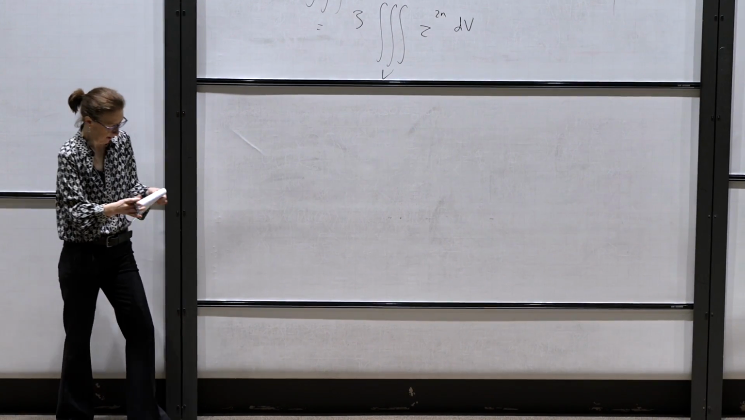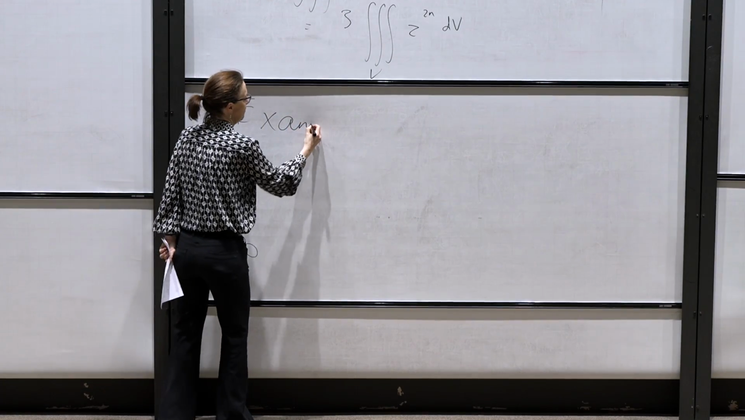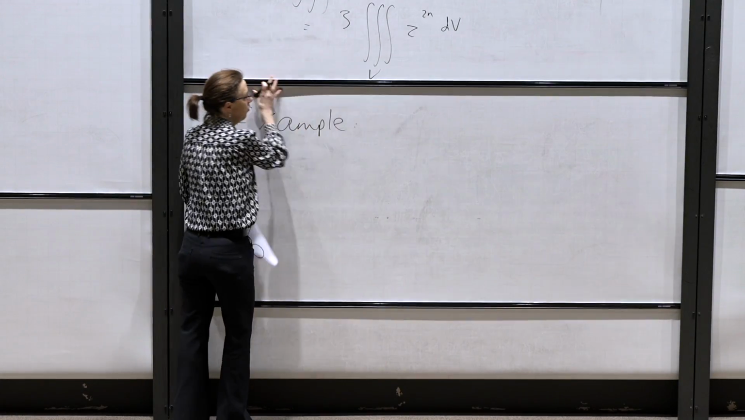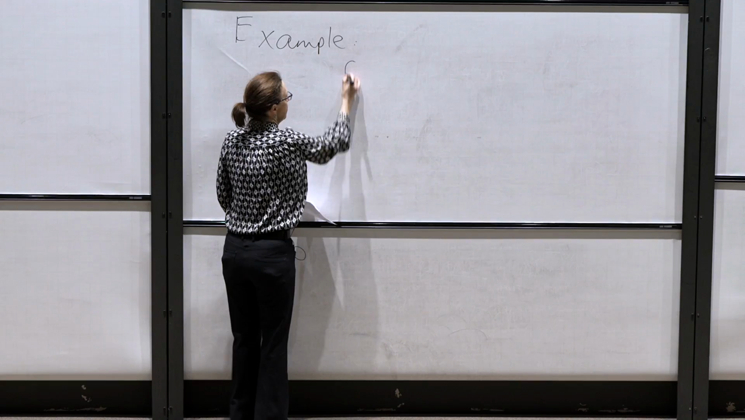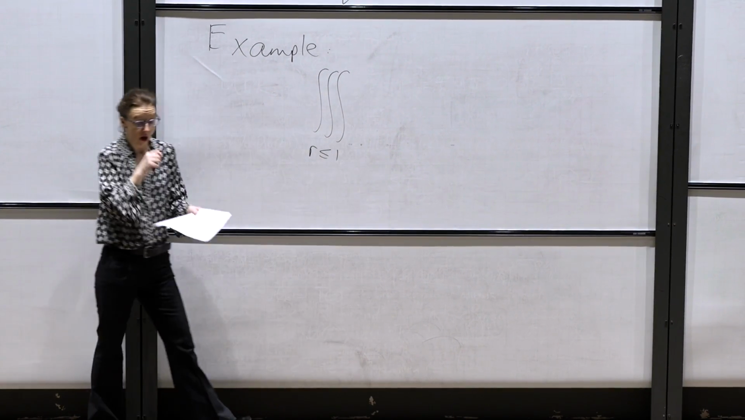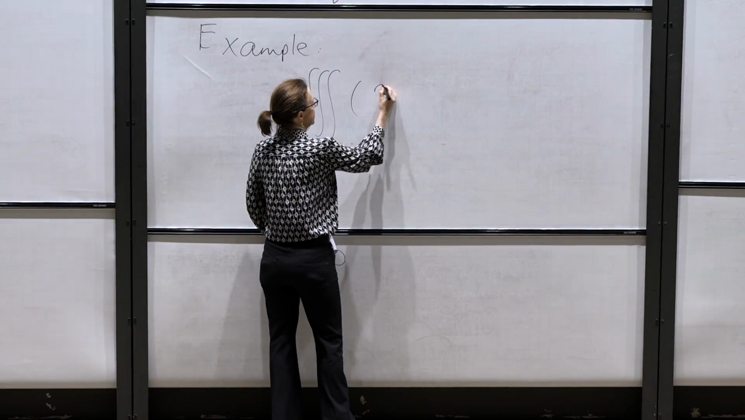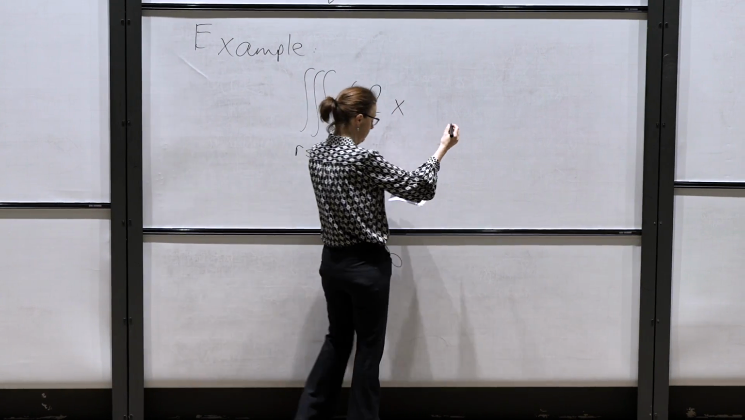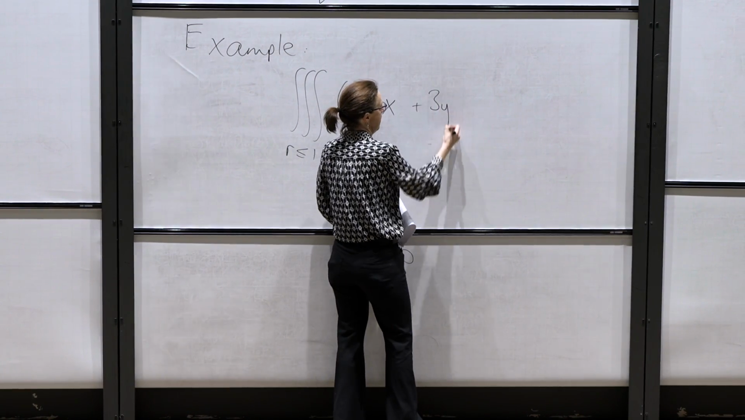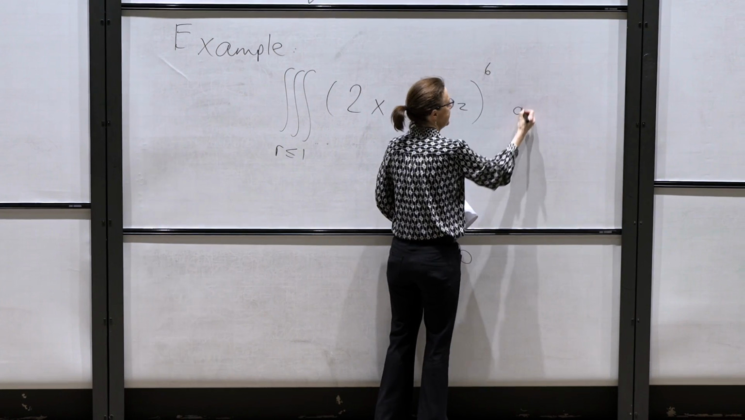So the last example I want to think about is how might we integrate, bearing all that in mind. Again, over the unit sphere, so r less than or equal to 1, some function, let's suppose I write it as (2x plus 3y plus z) to the power of 6 dV.